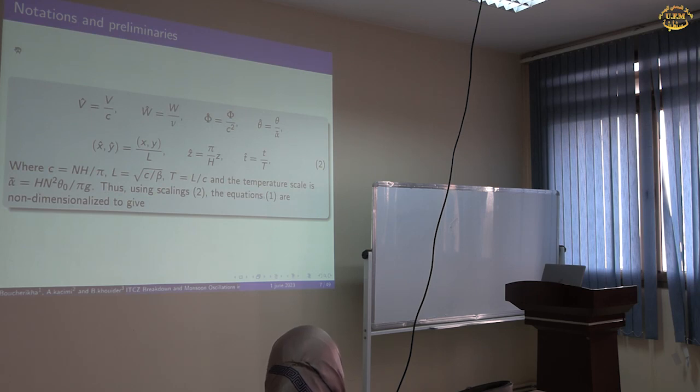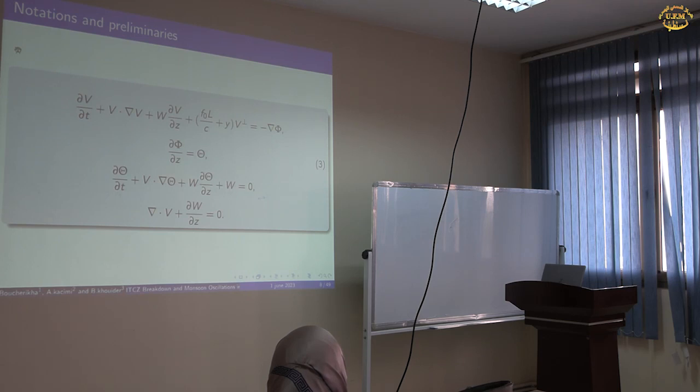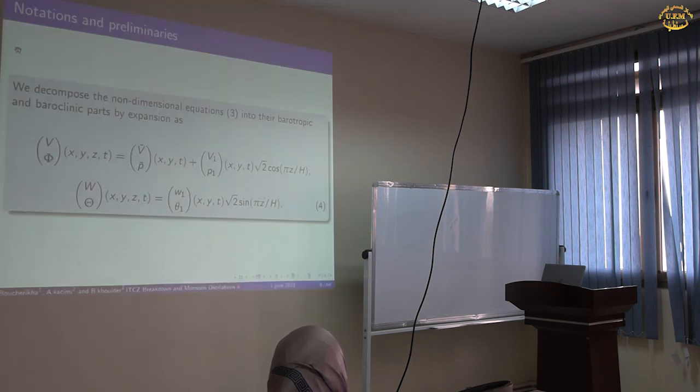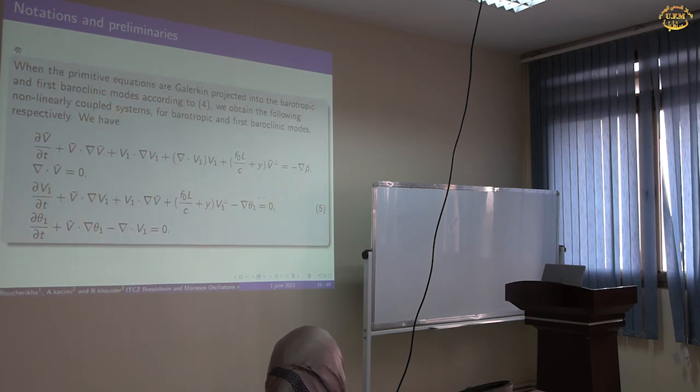And by using the scaling tool, we convert equations 1 to the non-dimensional form using all this scaling. And we found this system in the non-dimensional unit. Now I will decompose the non-dimensional equations into the shear, barotropic and baroclinic parts. And we found this system in the barotropic and baroclinic mode.